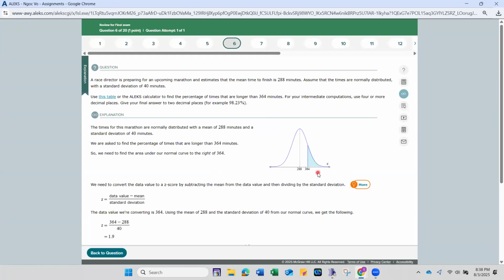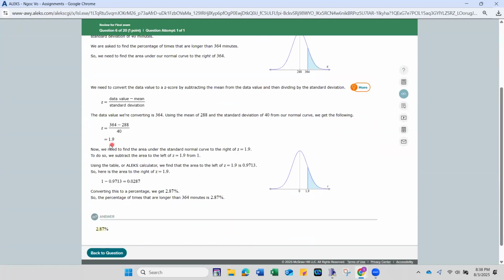Now, the first thing you need to do is convert your data into the z-score. So first you need to find the z-score for the data 364. As I have the data 364, subtract the mean 288 and divide by the standard deviation, which gives me my z-score. Make sure you keep your z-score to 2 decimal places. I got 1.9, in other words 1.90. I'm looking for the right side of this area.